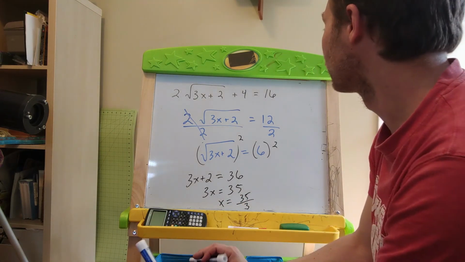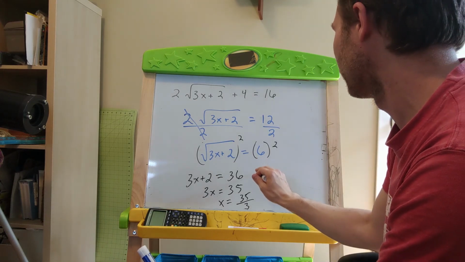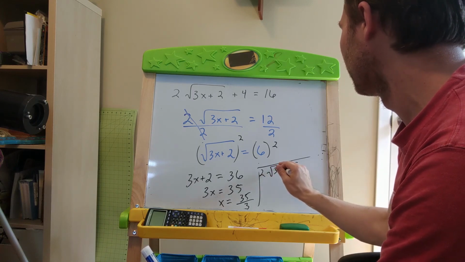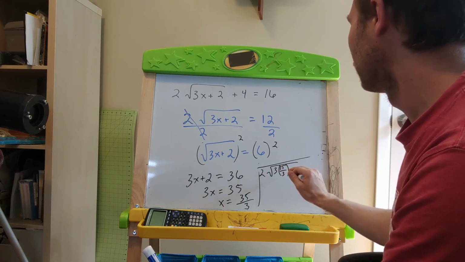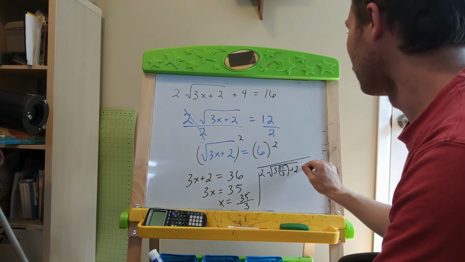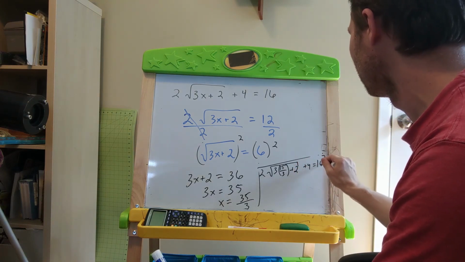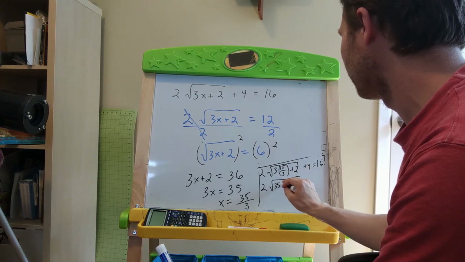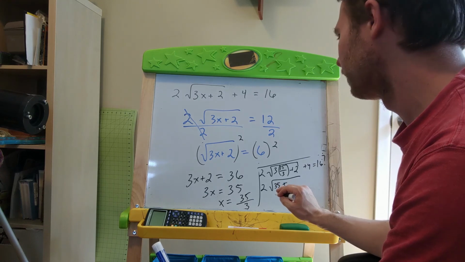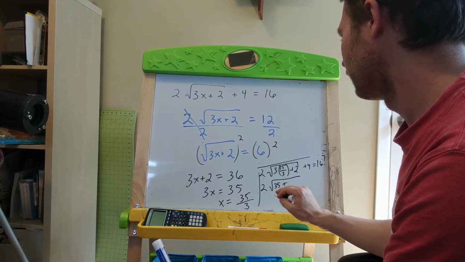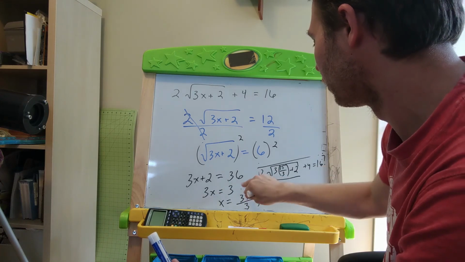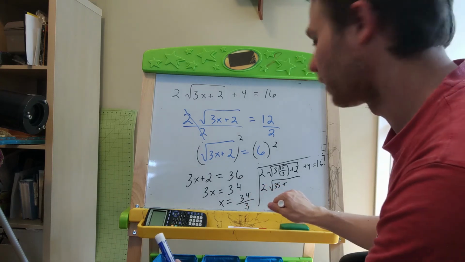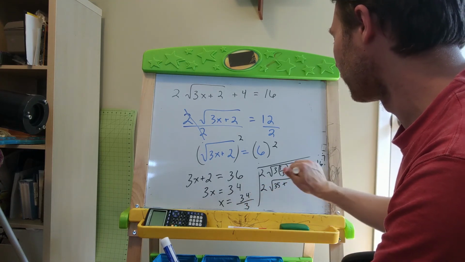Okay, so hopefully this checks out. Let me do a quick check over here. If not, maybe we made a mistake. See, 2 times the square root of 3 times 35 over 3 plus 2, and then all of that plus 4, is that equal to 16? So 3 times 35 over 3 is 35. Let's see, did I make, oh, you know what, I made a mistake right here. This should be 34. This should be 34, so it should be 34 over 3, not 35 over 3. And actually it's good I checked it because I caught my mistake.